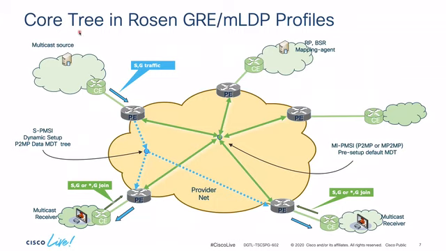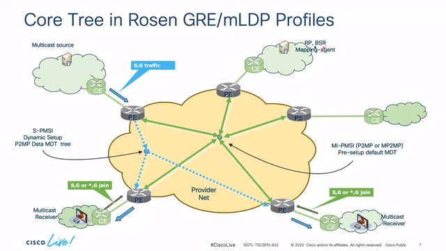So this is for rosen based profiles, and it may be GRE encapsulation, or it may be label encapsulation, MLDP based. Okay, but it is rosen based. So for this kind of profile, we normally have two PMSI types. The first one is called the multi-inclusive PMSI. At the beginning, if we do not have any special configuration, all the traffic will pass through this default tree, MP2MP or P2MP full mesh, the MI PMSI, okay.